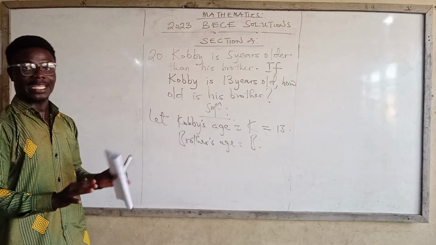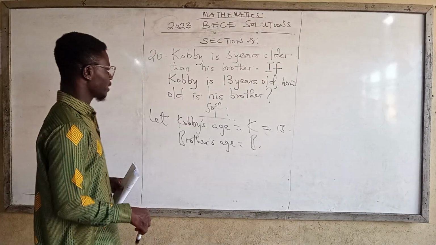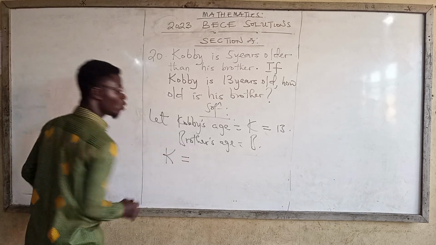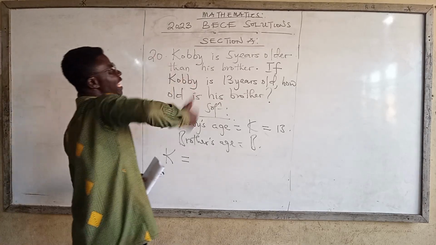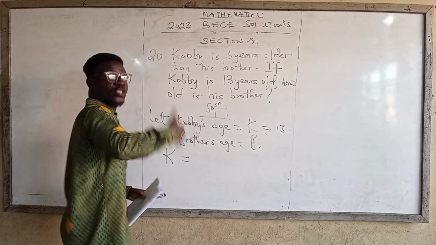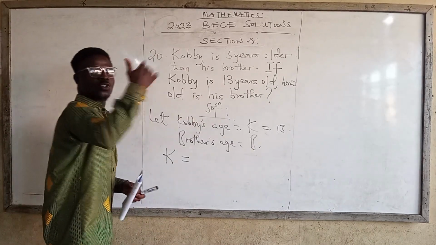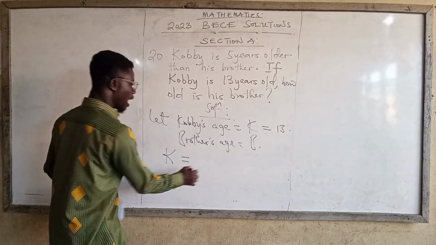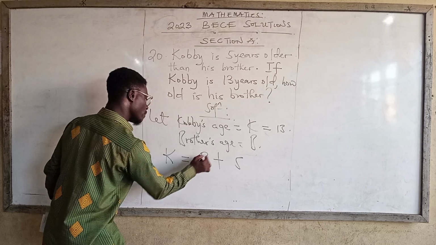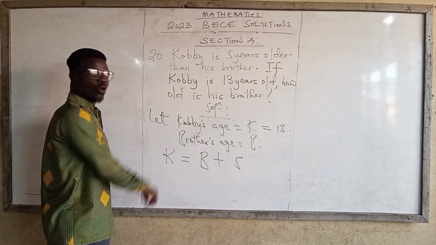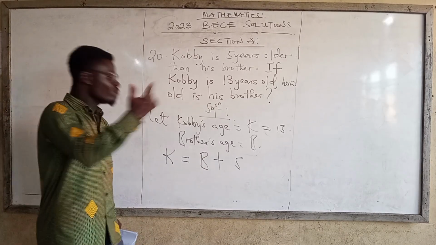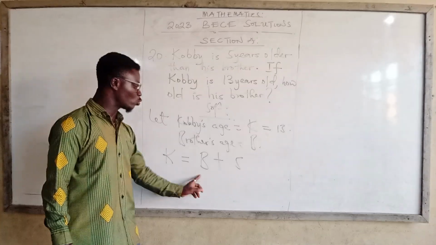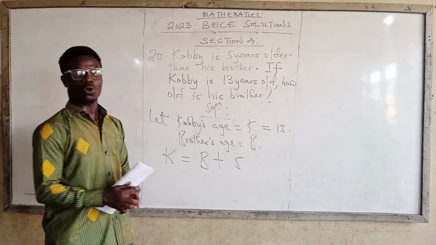So relax when you see a question like this, just relax and solve it. Very simple. So Kobe's age equals 5 years older, which means 5 more than the brother's age. So when you add 5 to the brother's age, it will be what? Kobe's age. You understand that? So when you add 5 years to the brother's age, it will be equal to Kobe's age.